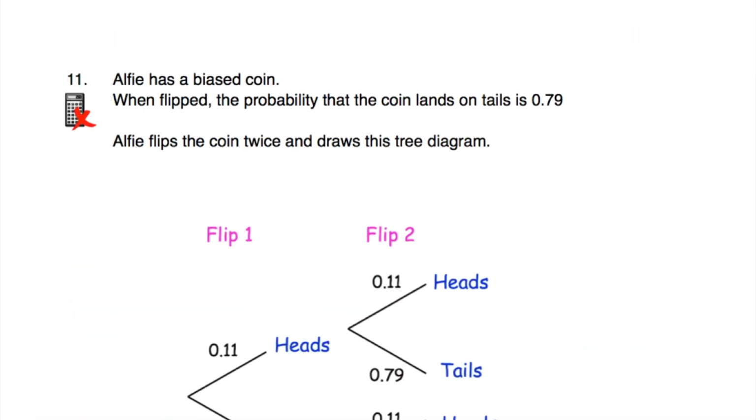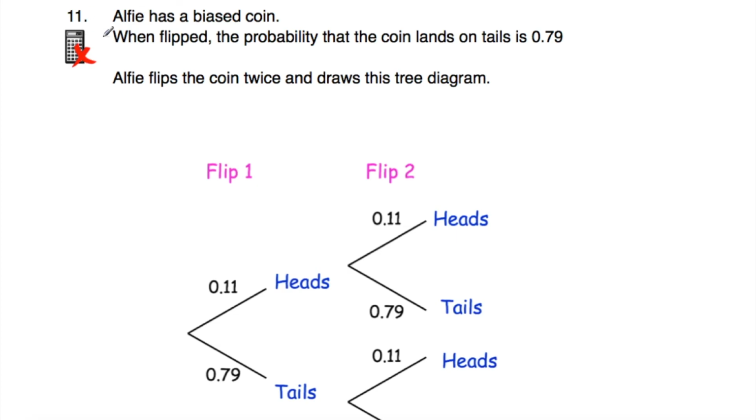Okay, let's have a look at our next question, question number 11. It says Alfie's going to buy a coin, and when it's flipped, the probability that the coin lands on a tail is 0.79. If we want to find the probability of it being heads, we would do 1 take away 0.79. This is a non-calculator question, so I'm going to work this out. So 1.00 subtract 0.79.